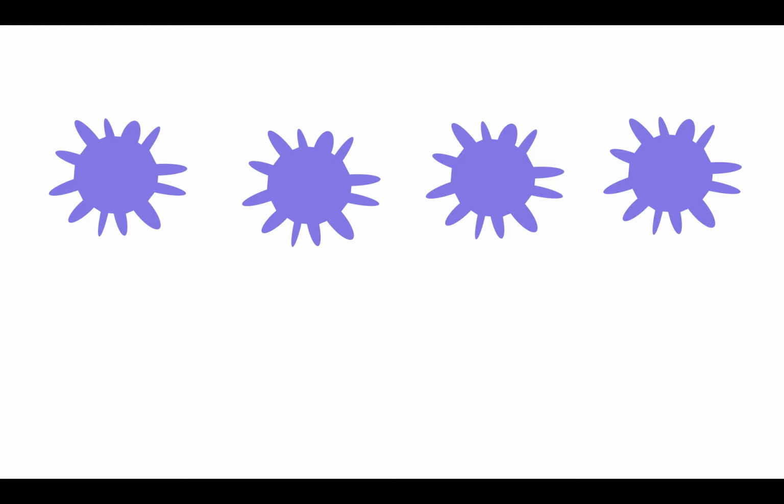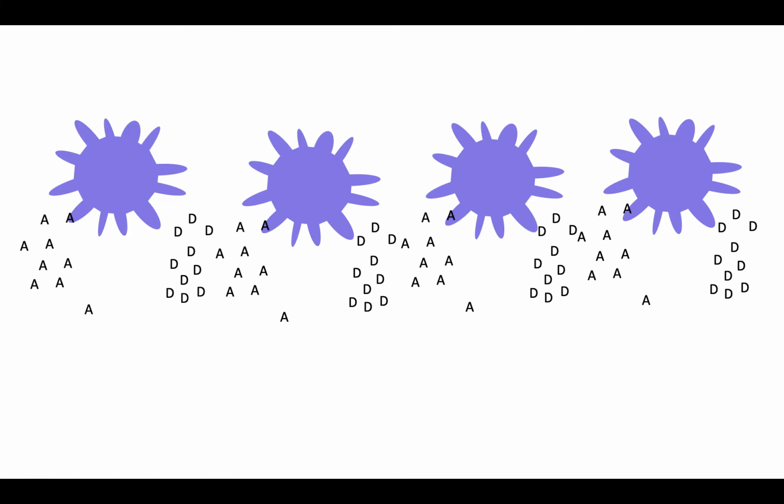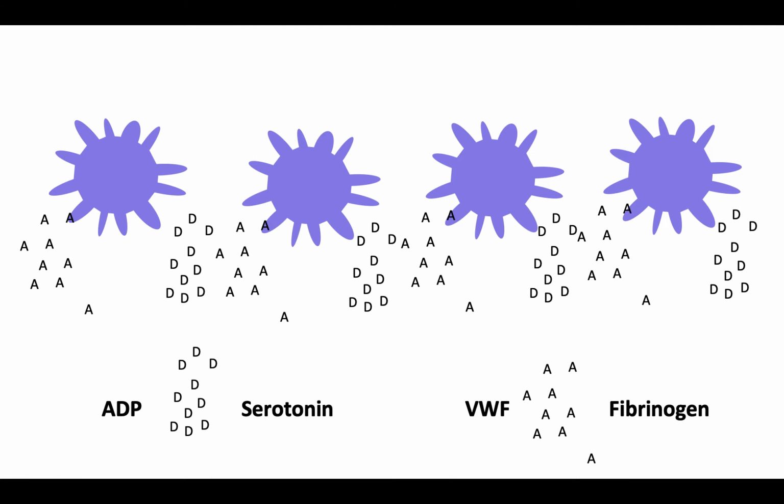Finally, we turn our attention to the process of secretion. Let's start this discussion with another set of activated platelets. Activated platelets are stimulated by strong agonists to release the contents of their alpha and dense granules. Dense granules release agonists that enhance platelet activation, including adenosine diphosphate, or ADP, and serotonin. Alpha granules release proteins that enhance adhesion, including von Willebrand factor and fibrinogen. As we discussed earlier, these proteins better help platelets to stick to each other.